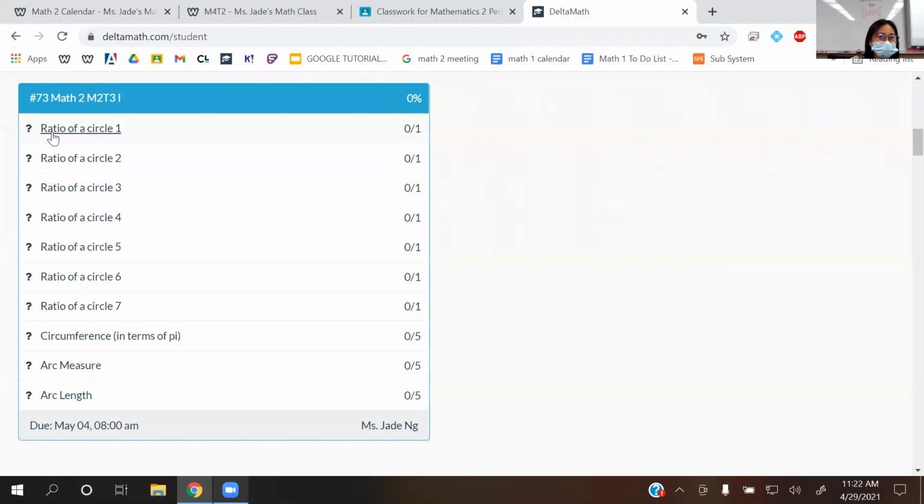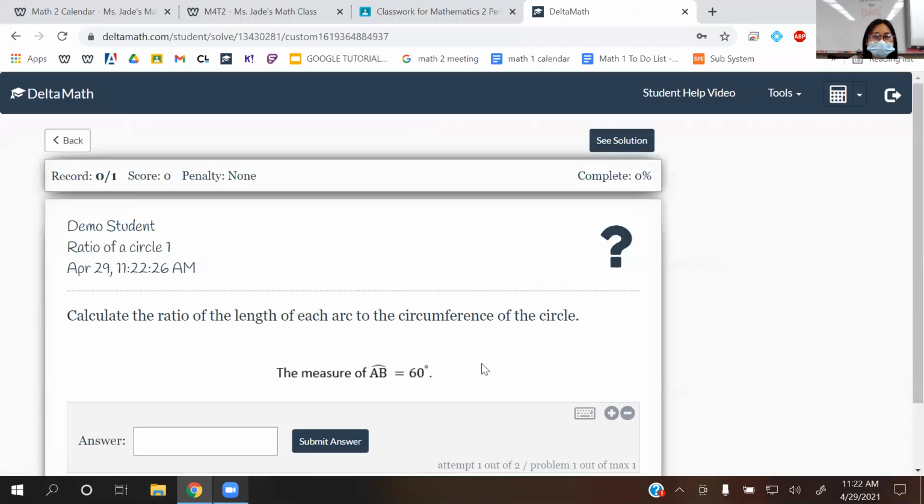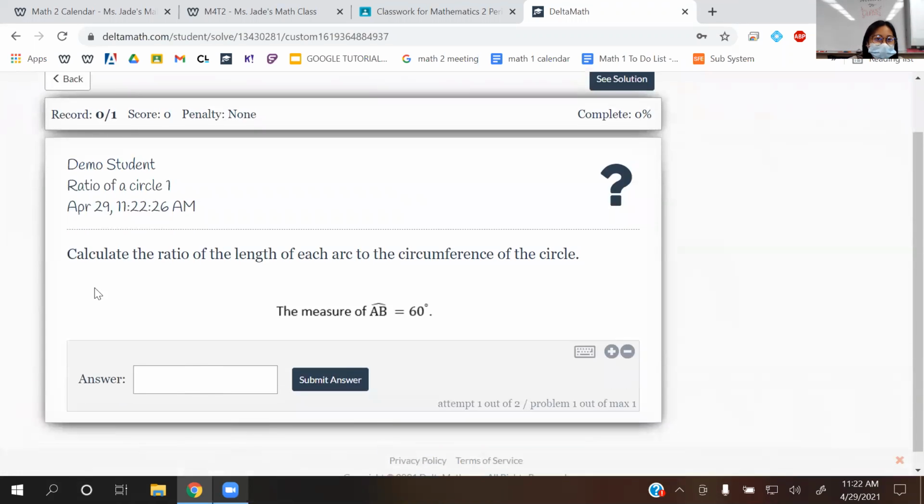So the first problem is ratio of a circle 1. Remember, we all have the same problem, so please don't get this wrong. We're going to calculate the ratio of the length of each arc to the circumference of the circle. So I'm going to annotate on here.